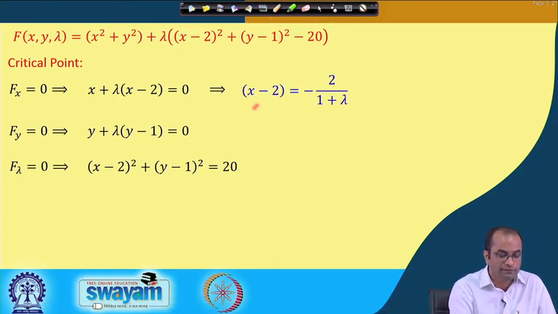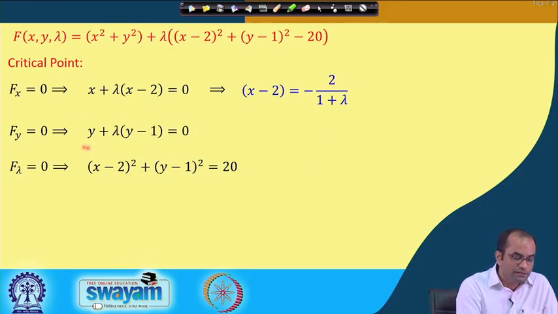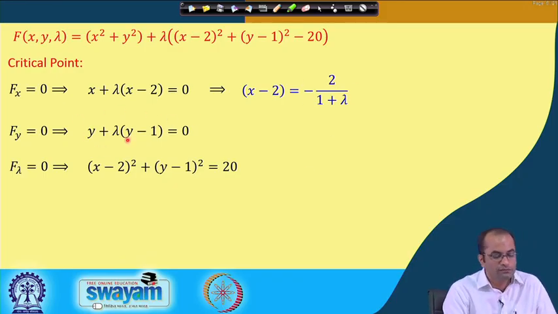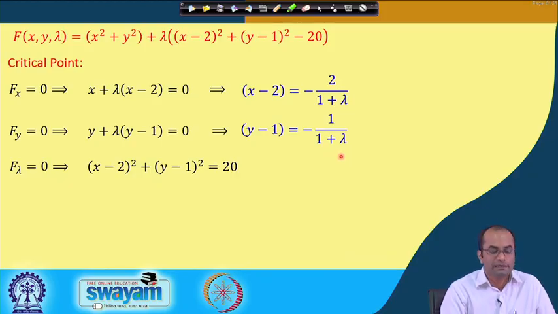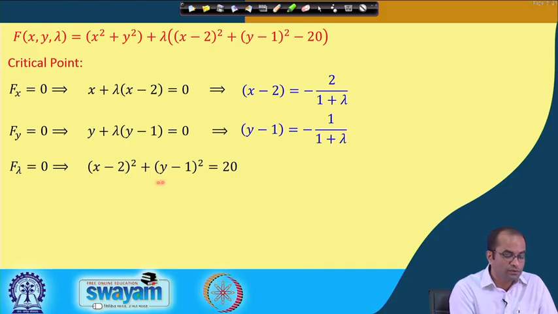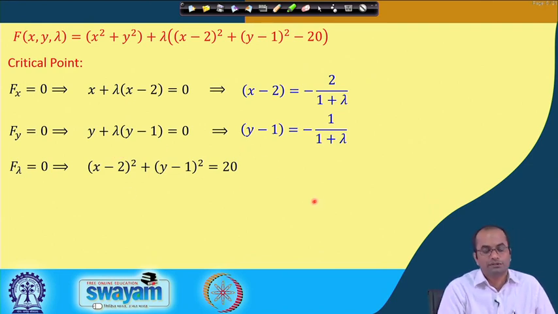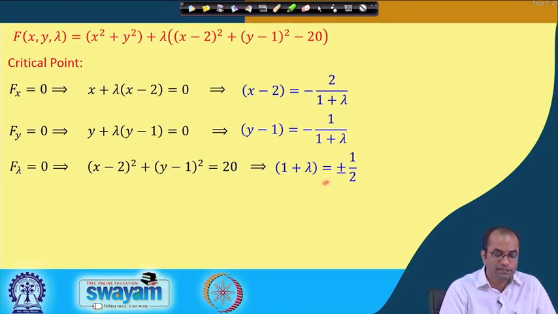So, here we have x minus 2 equal to minus 2 over 1 plus lambda. Similarly, we can get out of the second equation y minus 1, which will come as minus 1 over 1 plus lambda, and from the third equation now we can substitute this x minus 2 and y minus 1 here, and we will get an equation in lambda which can be easily solved. So, we have 1 plus lambda is equal to plus minus half. So, from here we got basically lambda.